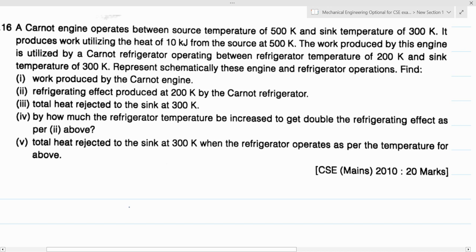And fourth thing we have to find is by how much the refrigerator temperature be increased to get the double refrigerating effect as per second above. Now fifth thing we have to find is the total heat rejected to the sink at 300 Kelvin when the refrigerator operates as per the temperature above. So it is a very big question, so let us begin.